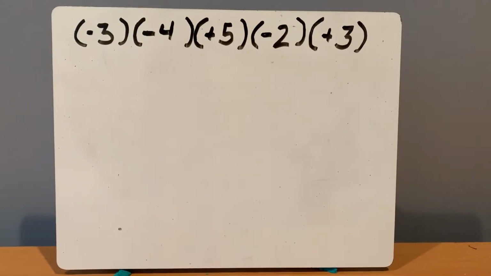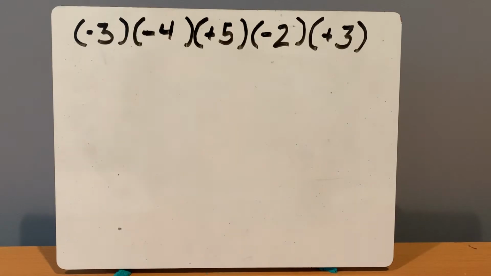In this lesson, we're going to talk about multiplying three or more signed numbers and powers of negative numbers. Now, one way to multiply three or more signed numbers is to multiply the factors in order from left to right, keeping track of the signs with each step. We're going to do that now.